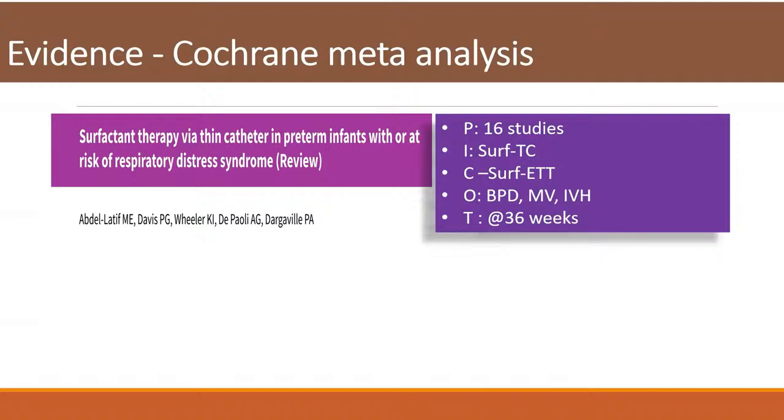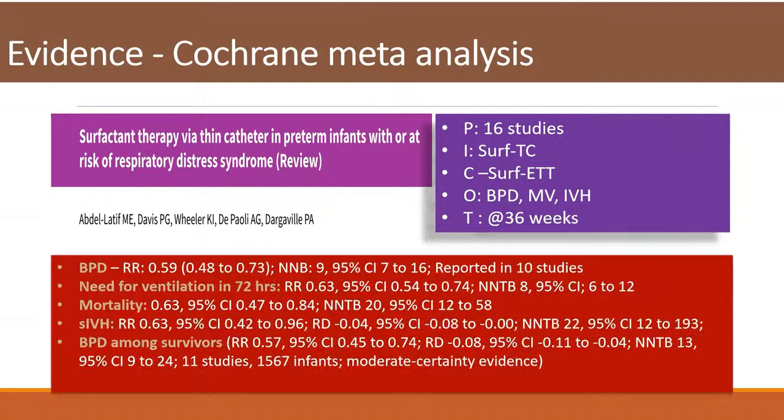So when one looks at evidence looking at surfactant therapy using thin catheters in preterm neonates, there are close to 16 studies that have looked at surfactant administration with the MIST or the LISA techniques versus the regular INSURE technique. And there are a number of benefits that have been listed in the meta-analysis, including reduction in bronchopulmonary dysplasia by almost 41%. Need for ventilation in the first 72 hours is again lesser by 37%. Reduction in mortality, reduction in severe grades of IVH, and reduction in bronchopulmonary dysplasia among survivors.